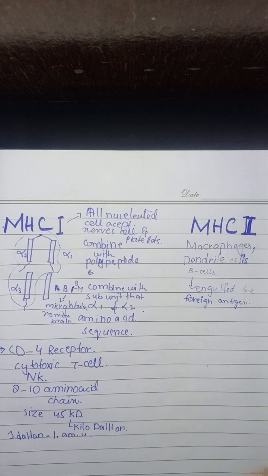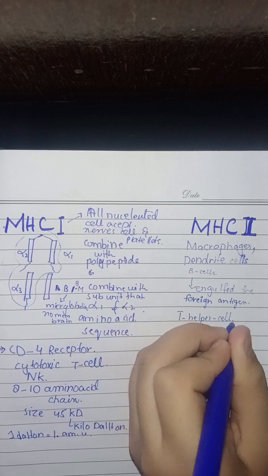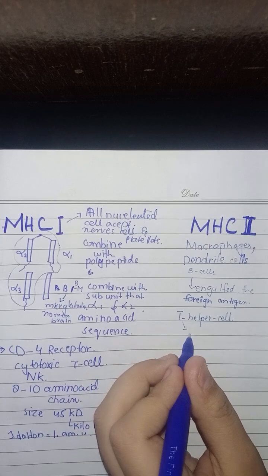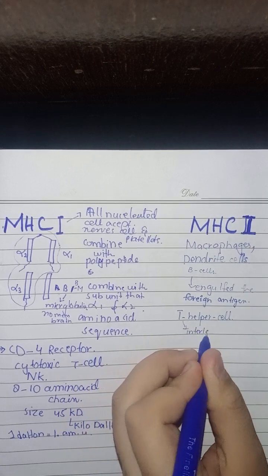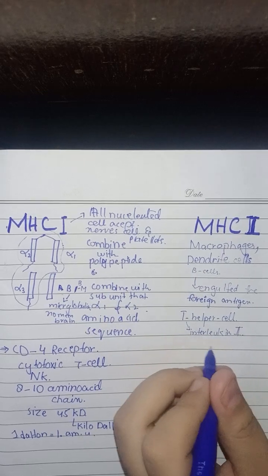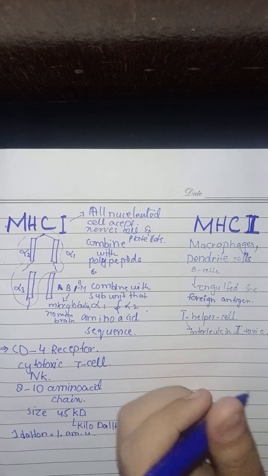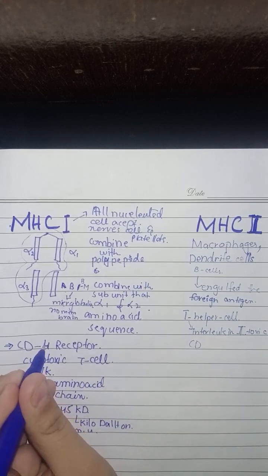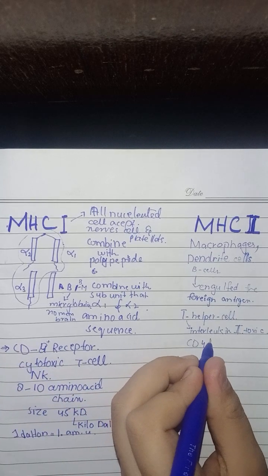Alright, so here the T helper cells are used. Why T helper cells? Because they release one type of toxic material, that is interleukin 2, I guess, and confirm it again, interleukin 2, that is very toxic. Oh sorry, here we were having the CD8 receptor. Here we have the CD4 receptor, and we check this answer like this.